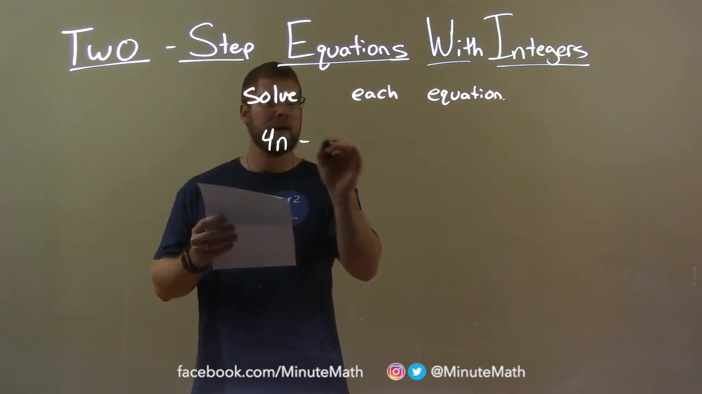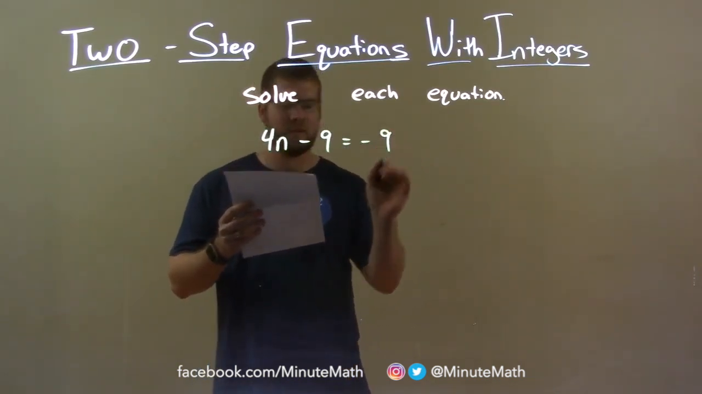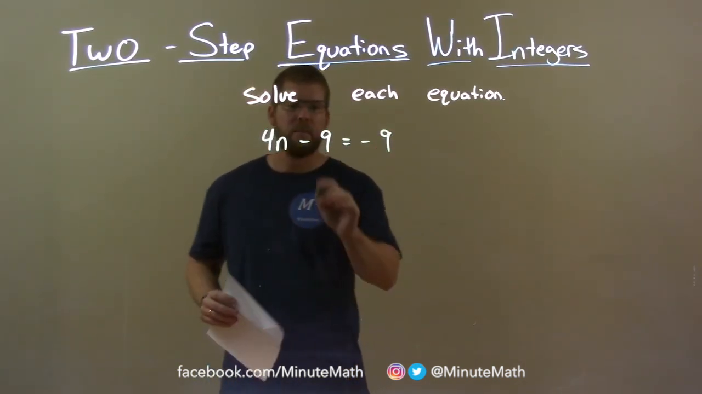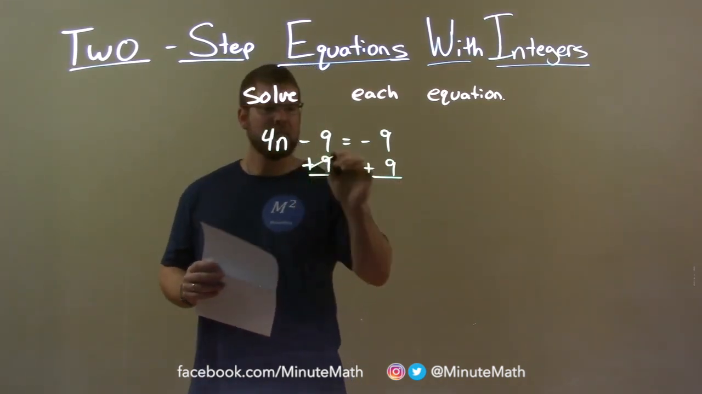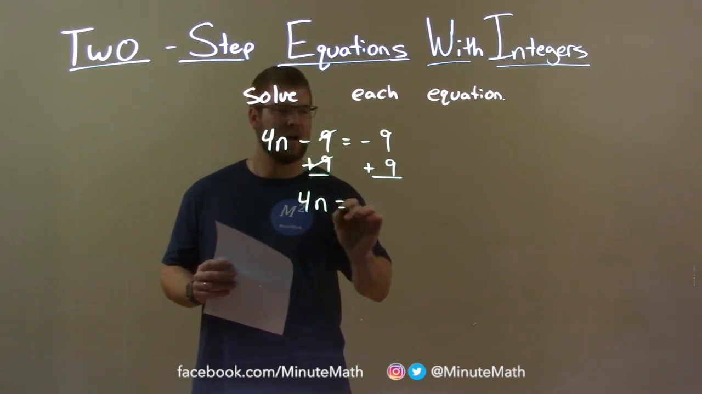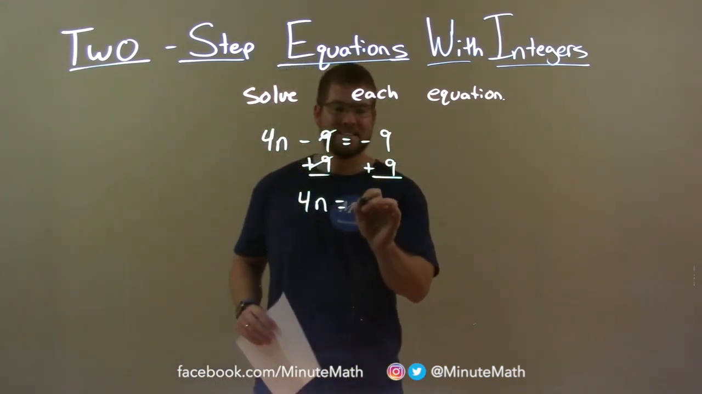4n minus 9 equals a negative 9. First step, I want to add a 9 to both sides. That leaves me the 4n by itself. Negative 9 plus 9 is a 0.